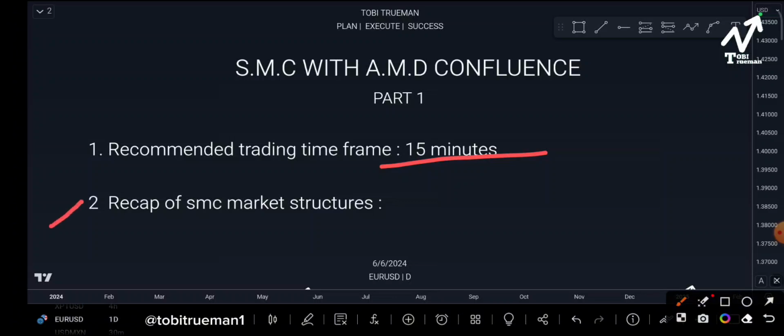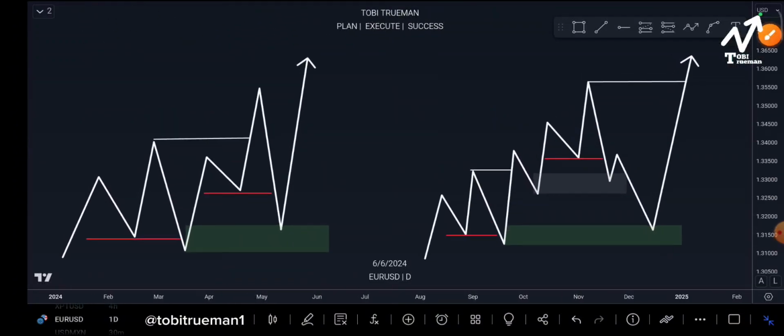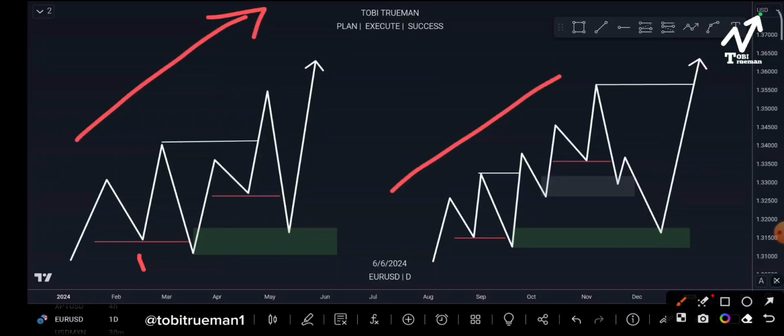Number two, in this part one, what we'll be looking at is a recap of SMC market structures. You know, market structures can come in different forms. The first form that price can come in, price can give inducement. This is for a bullish market, okay? Price can also give us a selling market, bearish market, but I'm making this example using a bullish market scenario.